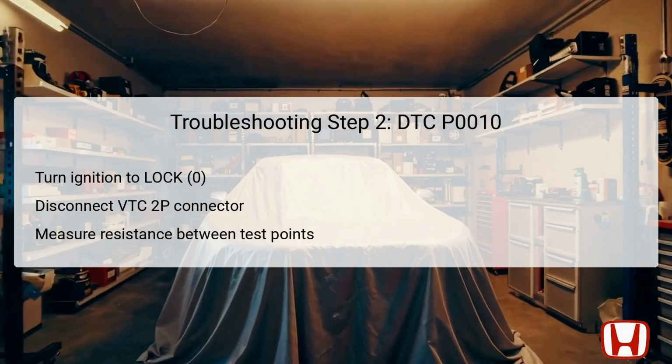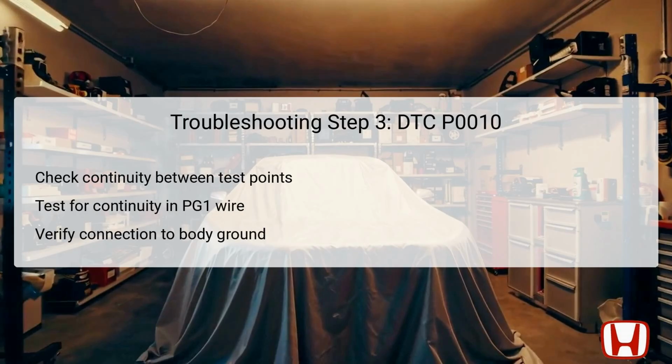Once disconnected, use a multimeter to measure the resistance between the two test points on the solenoid's connector, specifically test points 1 and 2. The expected resistance value is between 6.75 to 8.25 ohms at room temperature. If the reading falls outside this range, indicating a short or open circuit, this confirms the solenoid valve is faulty and requires replacement. If the resistance is within the limits, proceed to the next troubleshooting step.